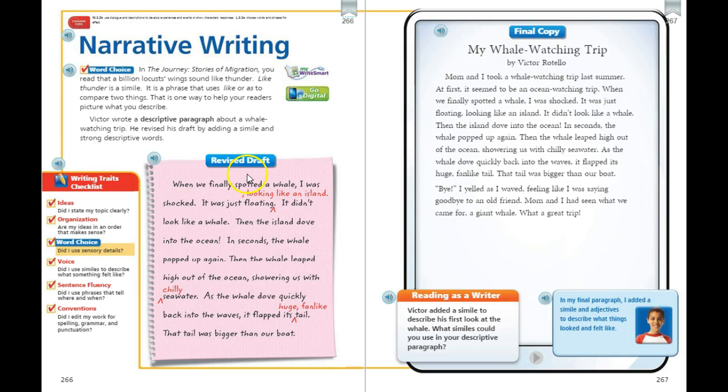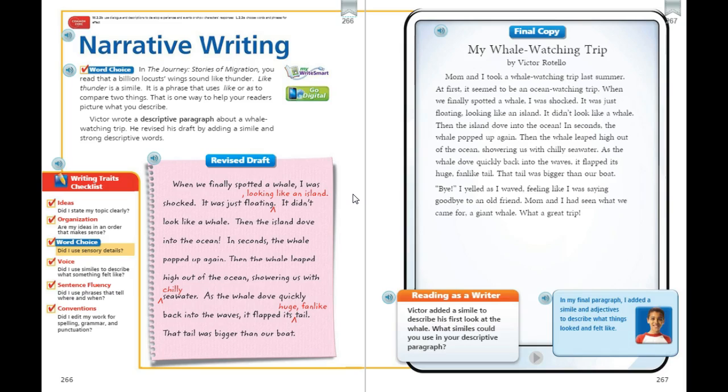In this example, this revised draft, Victor wrote a descriptive paragraph about a whale watching trip. He revised his draft by adding a simile and strong descriptive words. So let's look at how we changed this. When we finally spotted a whale, I was shocked. It was just floating. And then he added looking like an island as a simile. It didn't look like a whale. And then the island dove into the ocean.